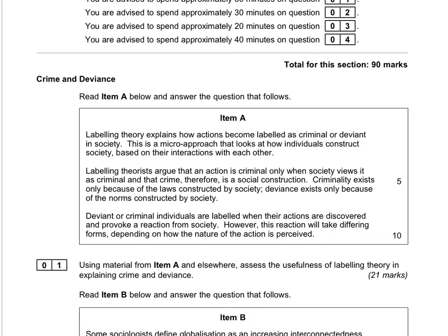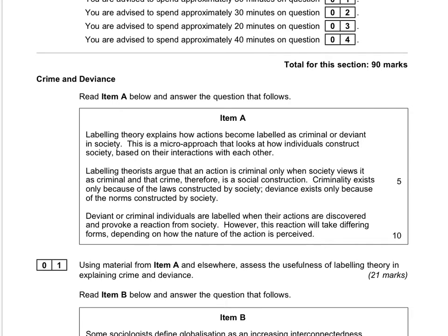So the key thing for this question, generally, this question was well answered in the summer. However, the examiners did comment that there wasn't much in-depth analysis about the labelling theory itself, and there was also a lack of evaluation. So I would suggest for a 21-mark question, you do a very brief introduction, possibly use a quote from the item to make sure you've used the item, because that's important. Or maybe just be really clear about your understanding of what the labelling theory is.